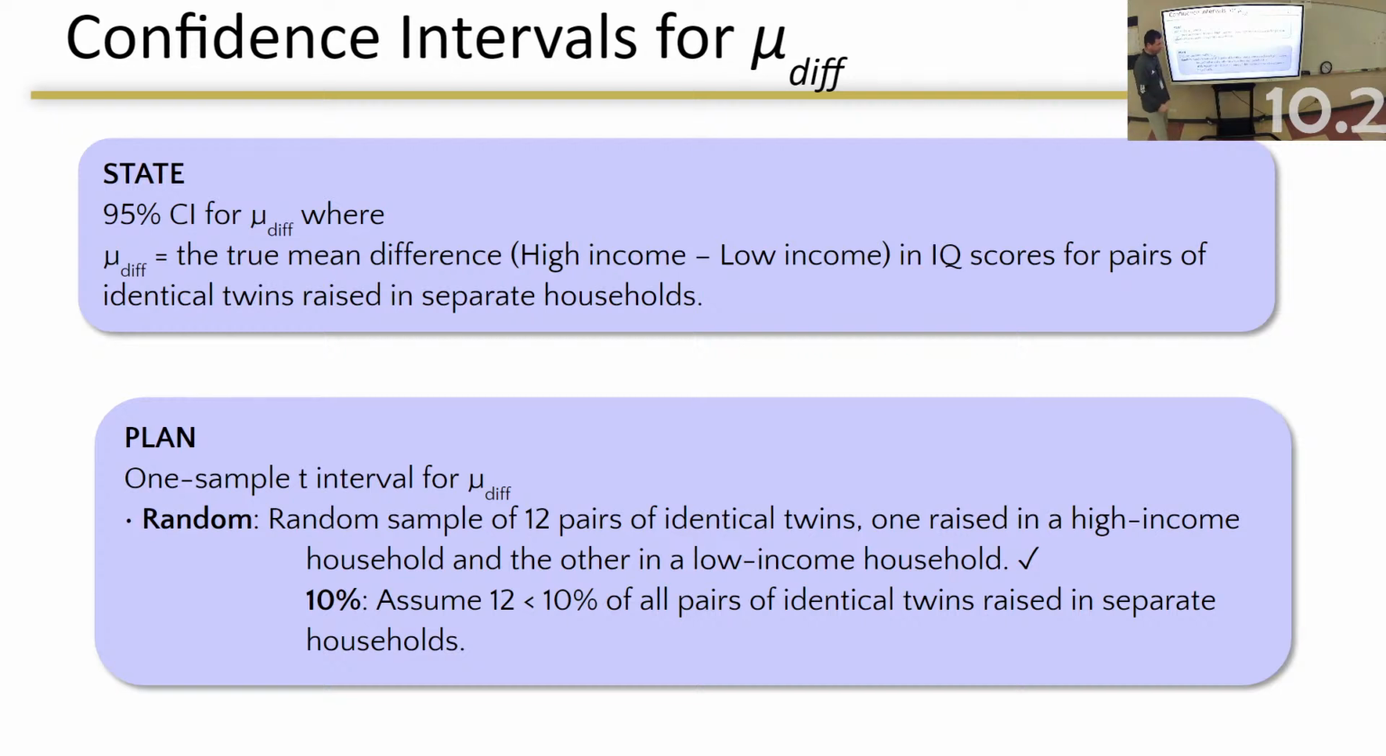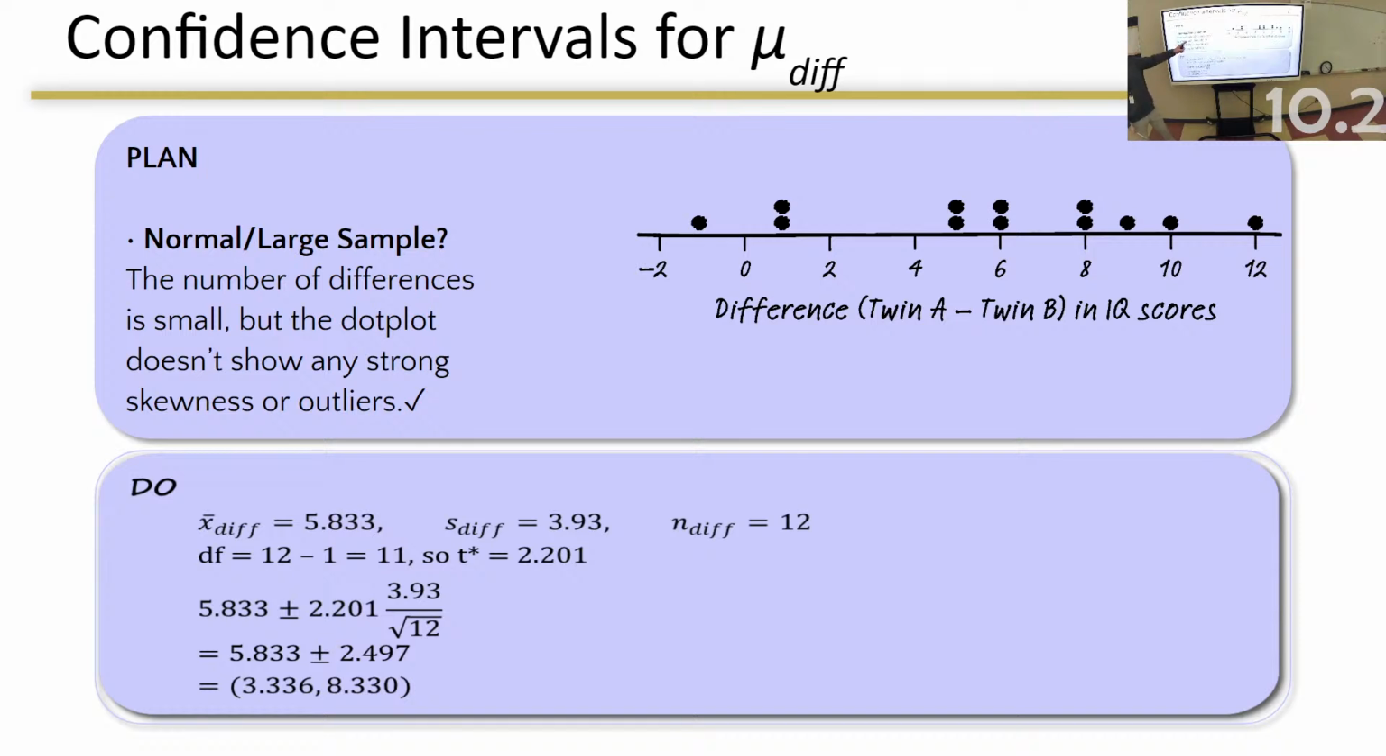And I had to graph the data. There it is. The differences, again, we have to keep using that word. The sample of differences is small, but the dot plot does not show strong skewness or outliers. That's just what I say every time. The box plot looks approximately normal. There's X bar sub D, there's S sub D, there's N sub D.